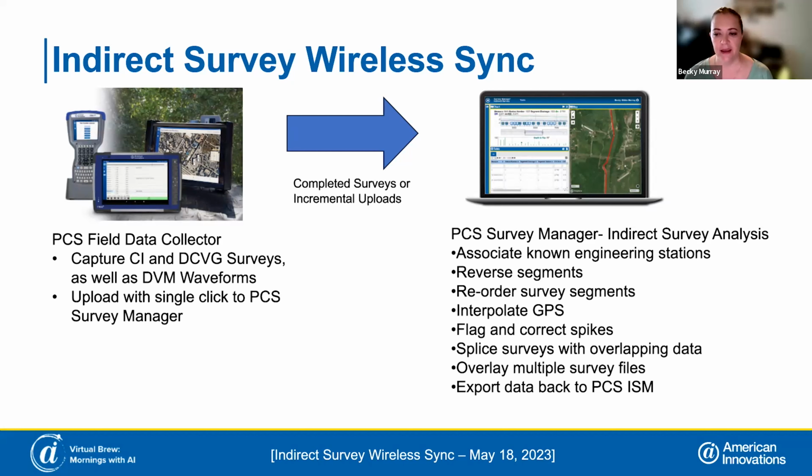And from there, they can associate engineering stations, they can do segment reversal, segment reordering in order to build a continuous survey out of multiple day plots if necessary. Interpolate GPS coordinates, spike flagging and correction. They can splice different survey segments with overlapping data, and then they can also take multiple different survey files, say a close interval survey and a DCVG survey from the same pipeline segment, and overlay those two data sets together in order to get a more holistic view of what's going on with that particular pipeline segment.